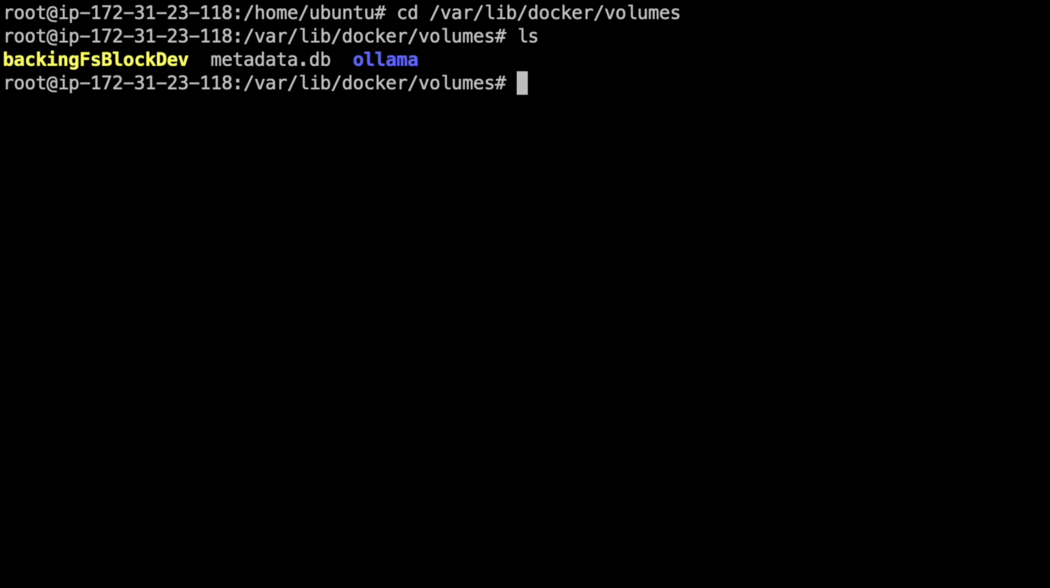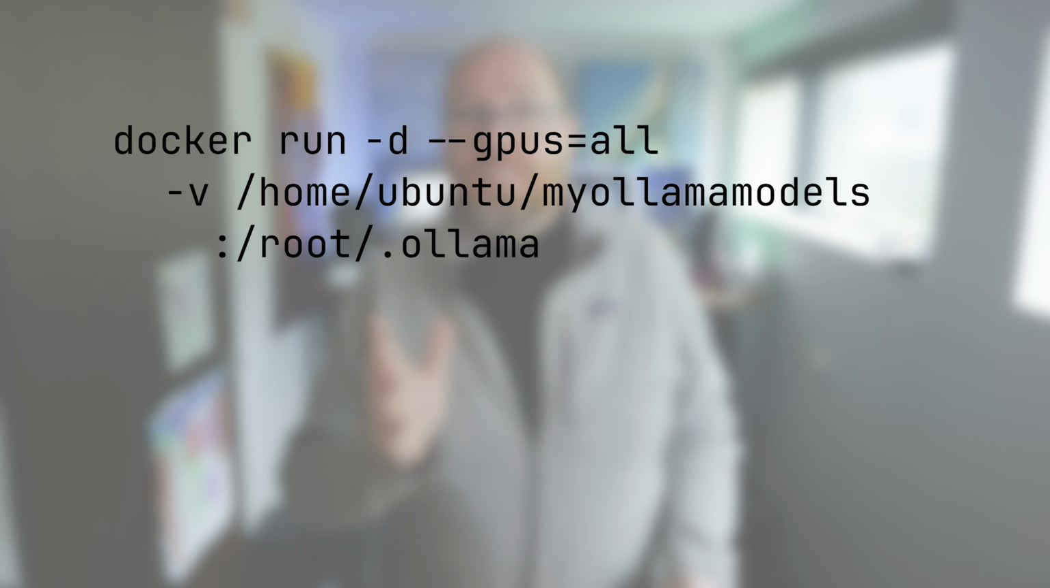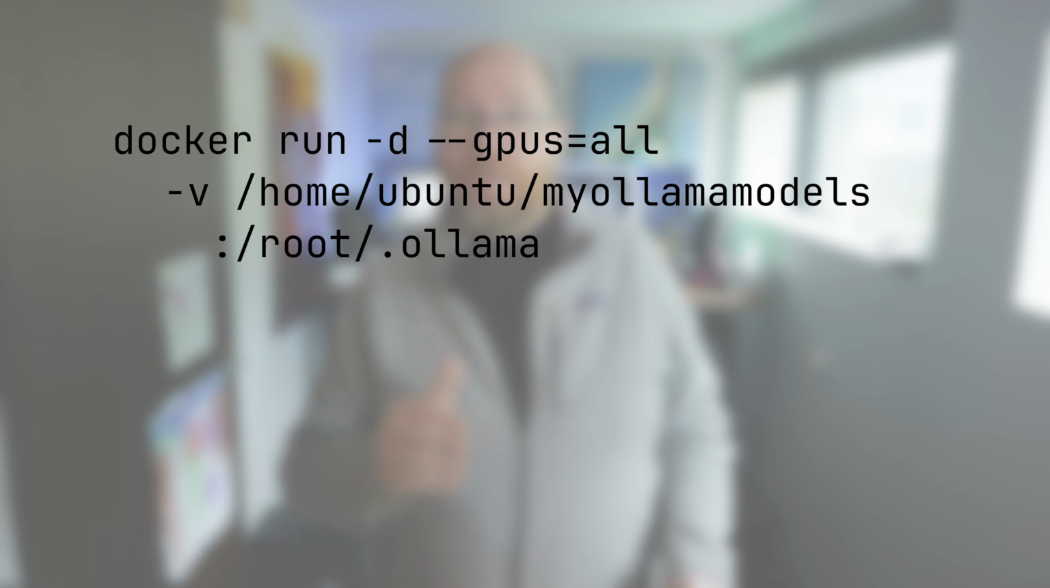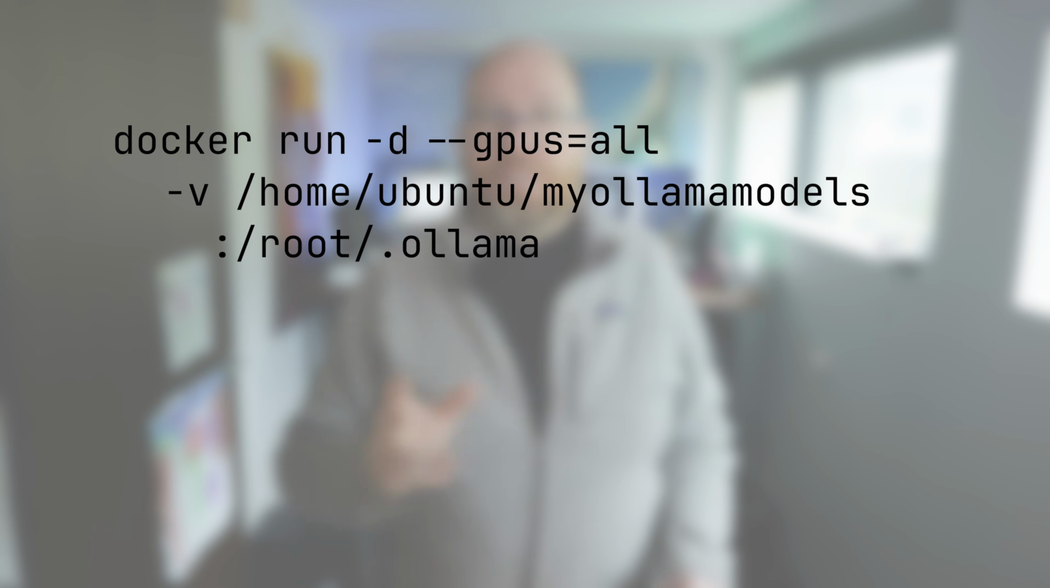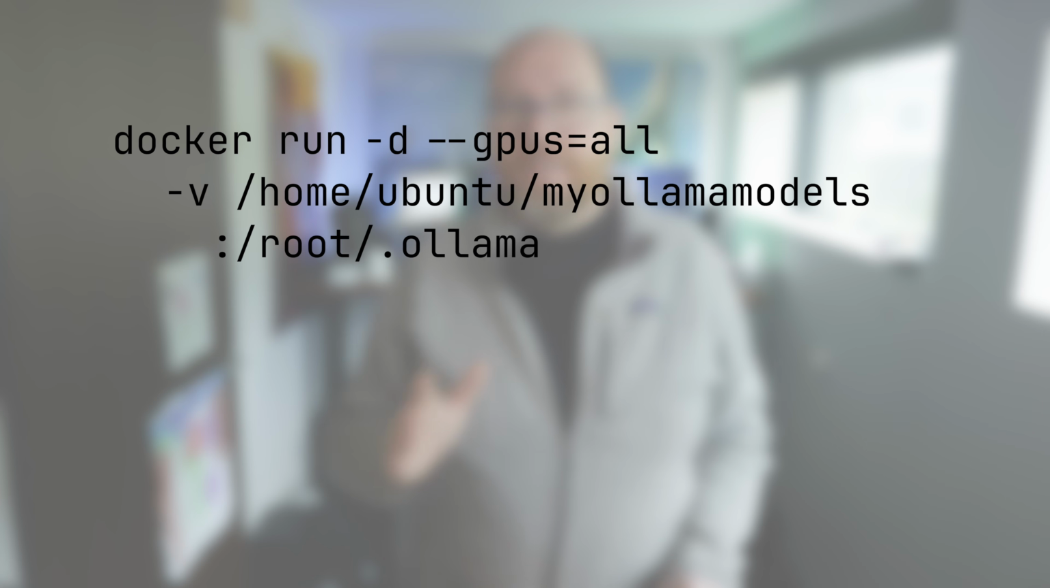On this system, that is /var/lib/docker/volumes. And there you can see an ollama directory. But if you want the models to go somewhere else, you need to specify the fully qualified path before the colon. I'm currently in /home/ubuntu. And if I want my models to go into the my-ollama-models directory, which I've already created, I would have to use -v /home/ubuntu/my-ollama-models:/root/.ollama.